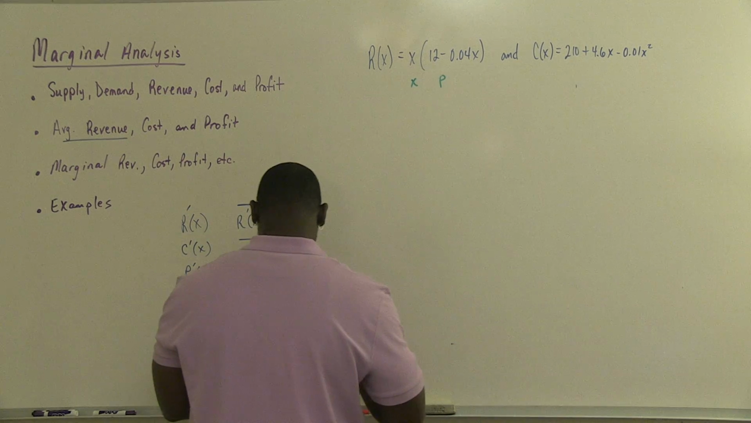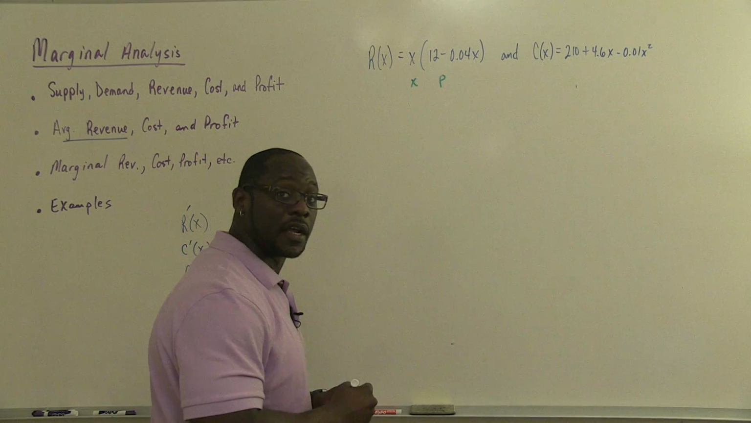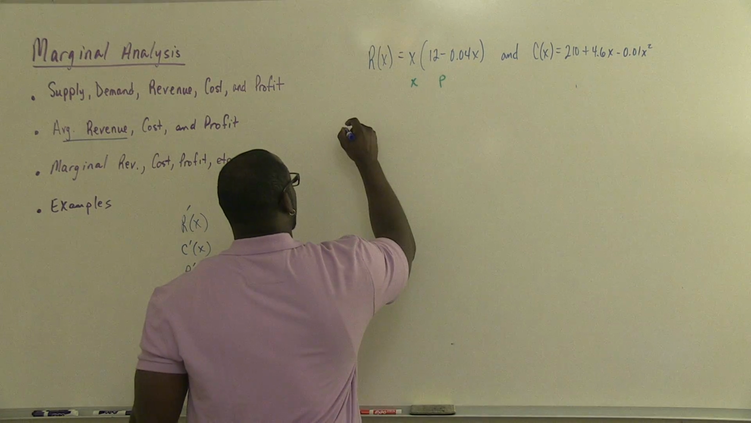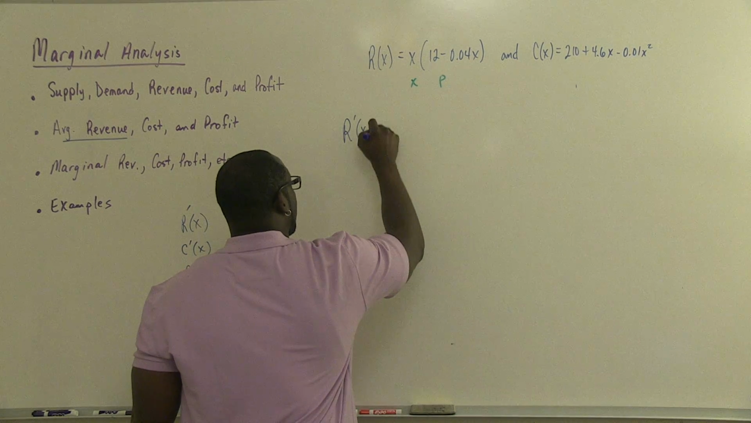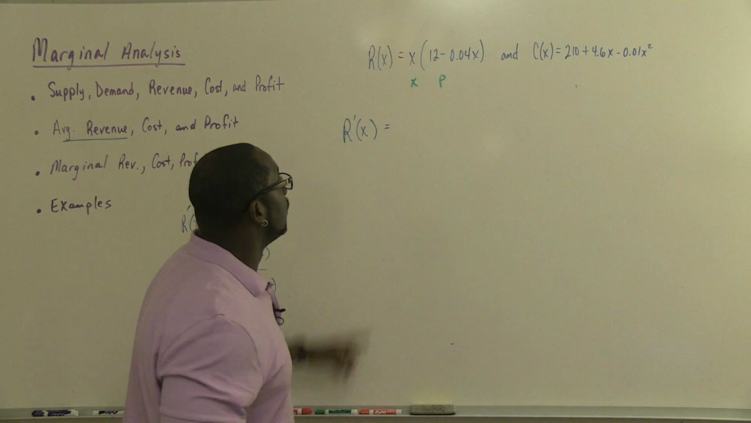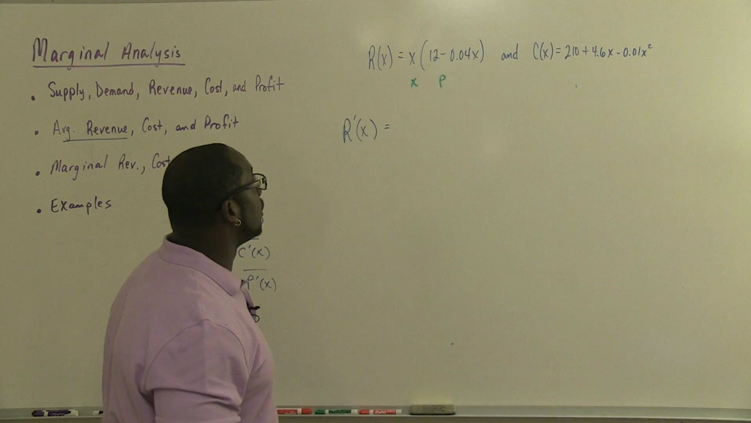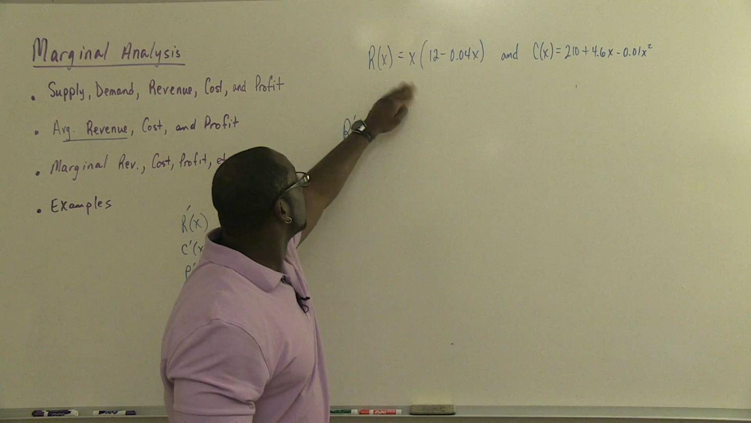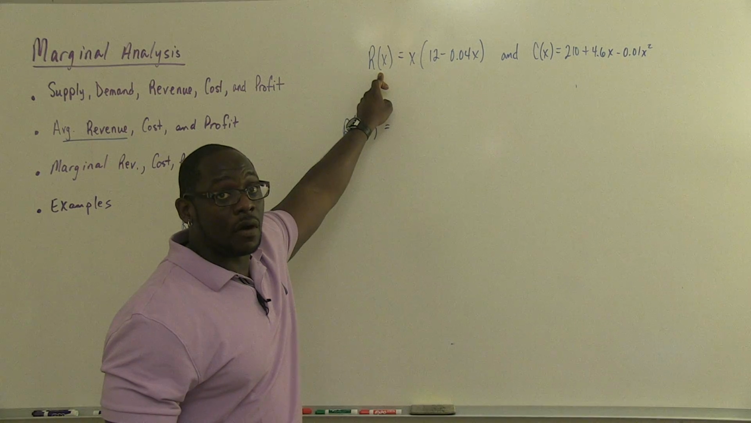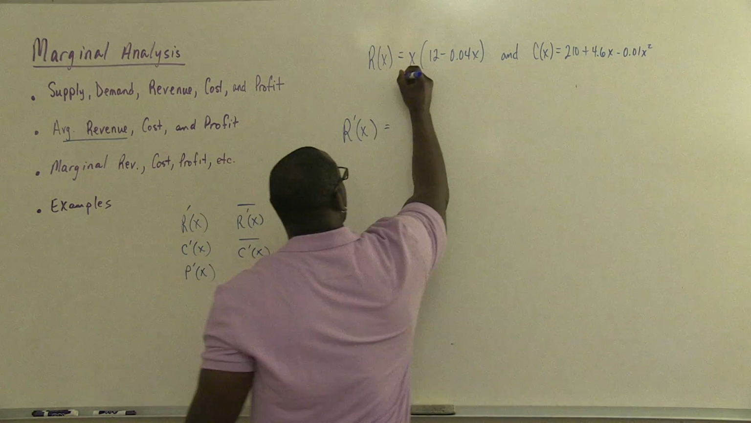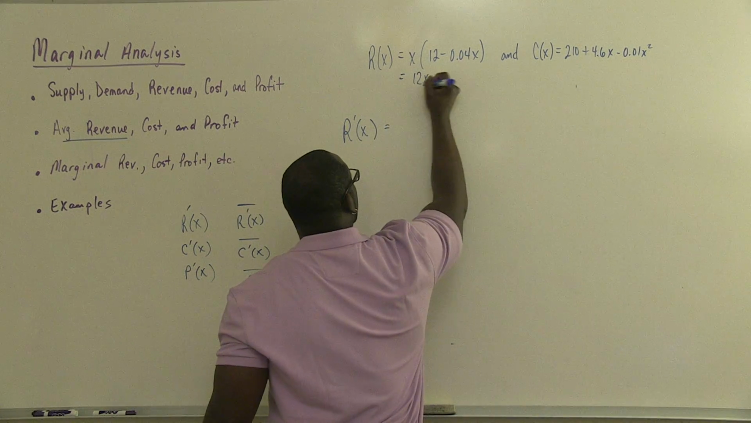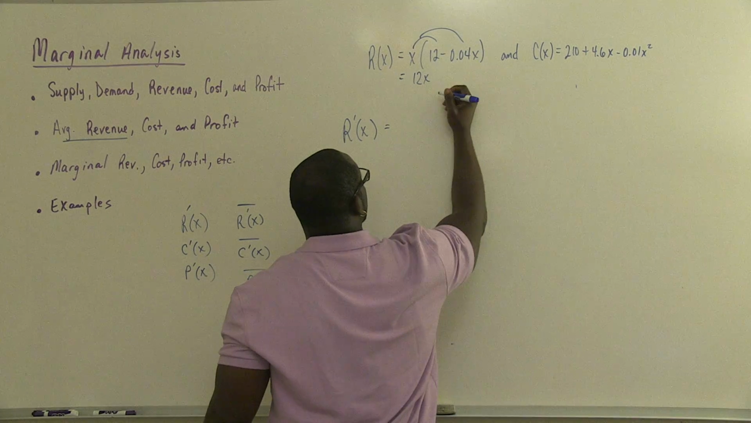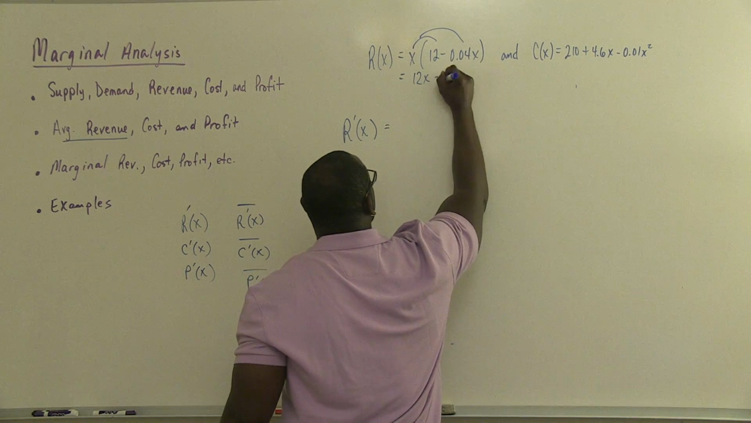All right, so now that we have this information, let's just go ahead and find out what these functions are. So if we want to find out the marginal revenue, then here what we need to do is figure out the derivative of R of X. And so I'm going to go ahead and distribute this X in here.